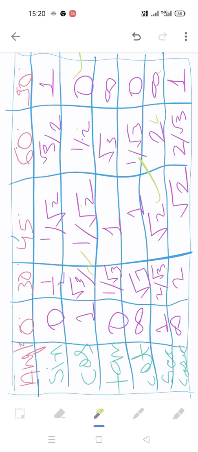Opposite of sec will be your cosec. How easy! Opposite of cos will be your sec, and opposite of sec will be your cosec. This is infinite, it comes here. 2 came here. Root 2 will be here. 2 upon root 3 will be here, and 1 will be here. Your trigonometric table is completed.